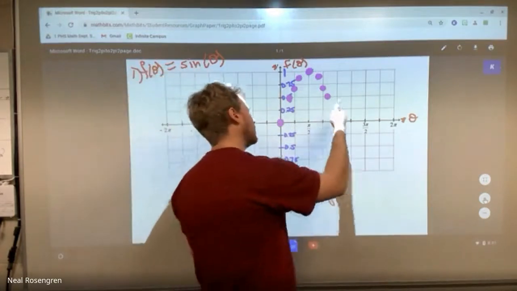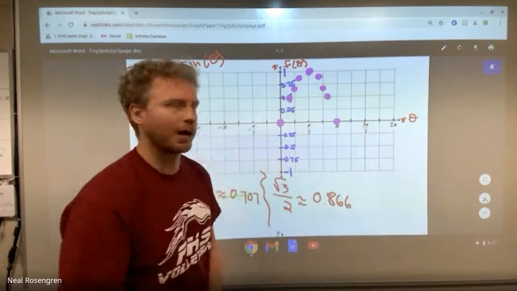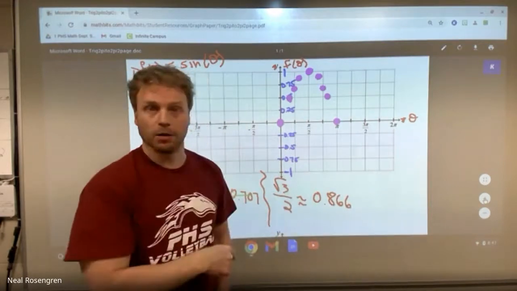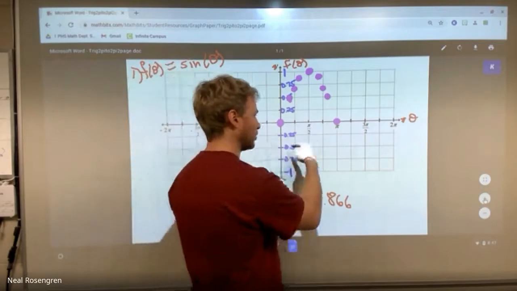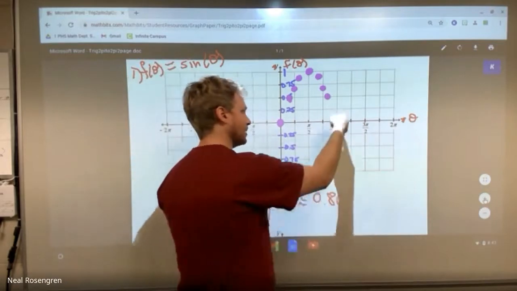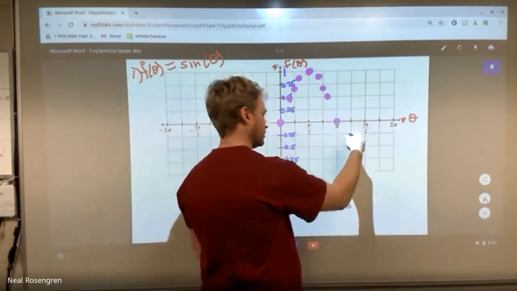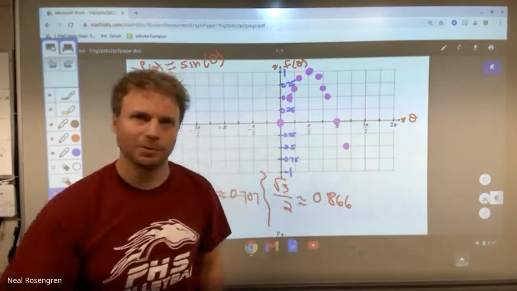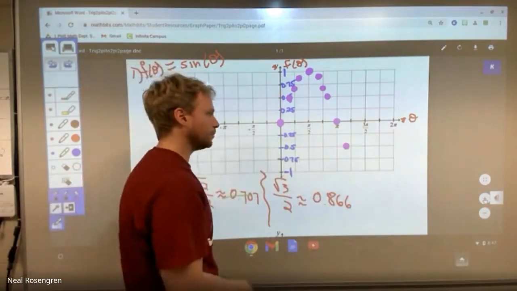So when we get to that next spot, when we get to that 7 pi over 6, we've got that 1/2 again, right? The y value at that spot is 1/2. So I go to that -1/2 spot. 7 pi over 6 is going to be 2/3 of the way into that next box. So I put a point right about there. It doesn't have to be perfect. Do the best you can.